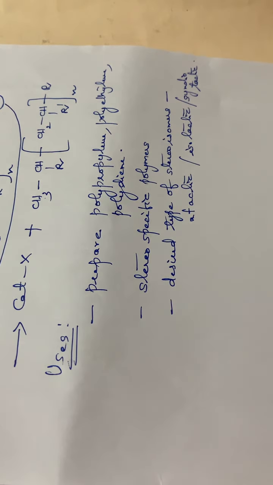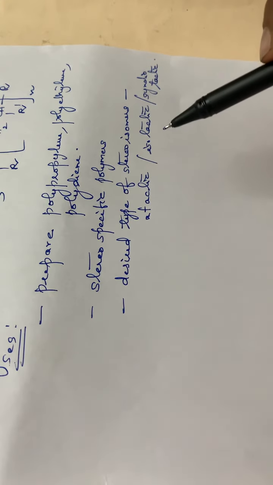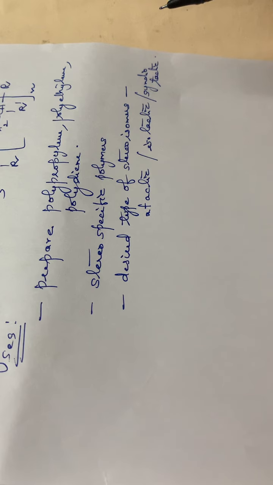So these are some of the important uses. It is used to prepare polypropylene, polyethylene, polydiene. Stereospecific polymers can be prepared. Desired types of stereoisomers based on the tacticity can also be prepared. Okay. Then the next topic, that is plastics.